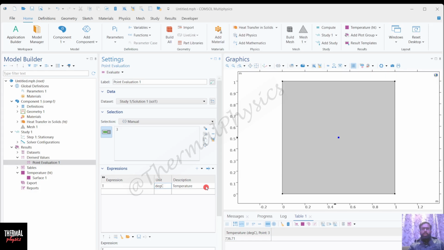So this is how we solve 2D plate with heat generation using COMSOL multiphysics. Thank you.